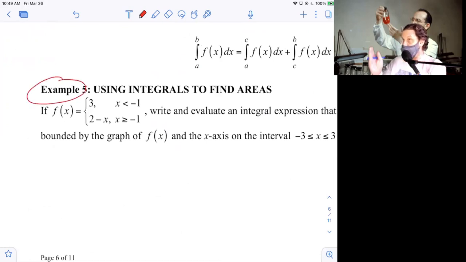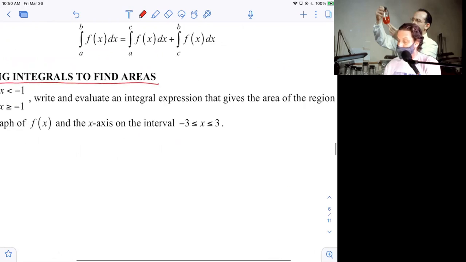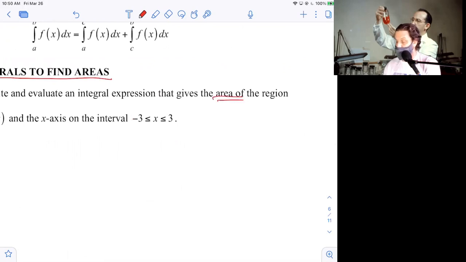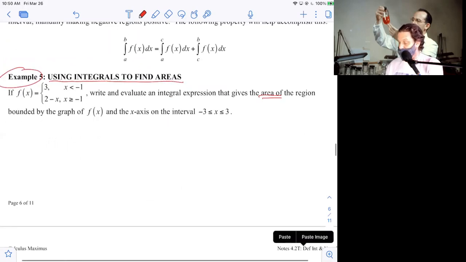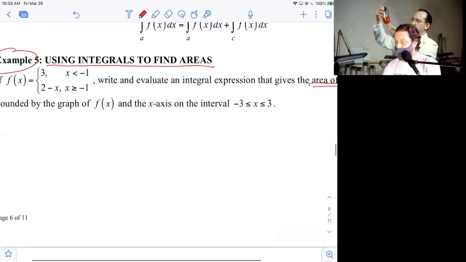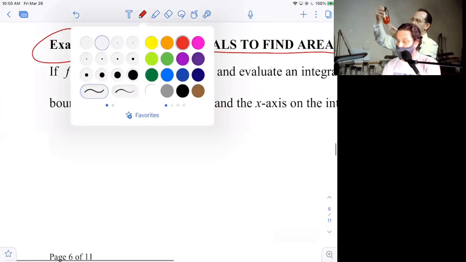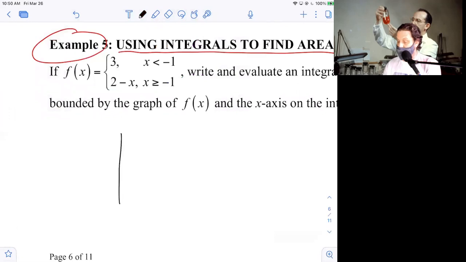We've been practicing using areas to find integrals. I want to use the integrals now to find the areas, okay? So here's a piecewise function. If f is 3 to the left of -1, and the line 2 minus x at -1 and to the right, write and evaluate an integral expression that gives the area of the region bounded by the graph of f and the x-axis from -3 to 3. Okay, so it did say the word area, so now we're on positive alert, positive alert, positive alert.